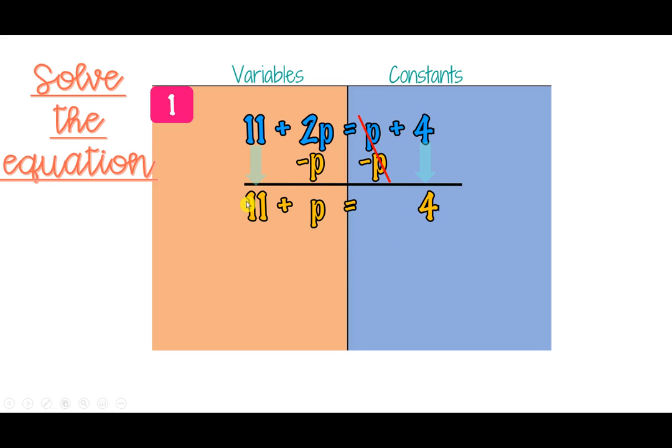So I need to perform the inverse of this positive 11, which is subtracting it. Notice I didn't subtract 11 from p. Can't do it on the same side. Can't do it if they aren't like terms. Well, 11 minus 11 cancel. I just drop my p down, and 4 minus 11 is negative 7.